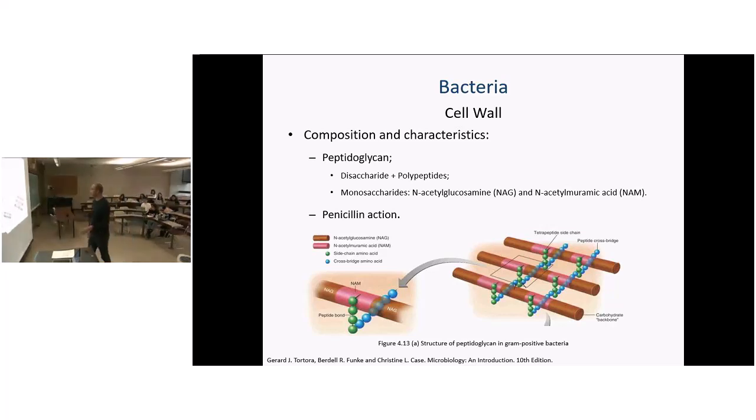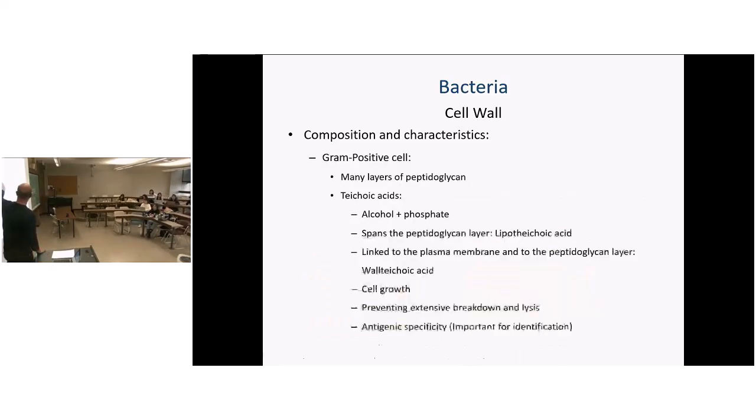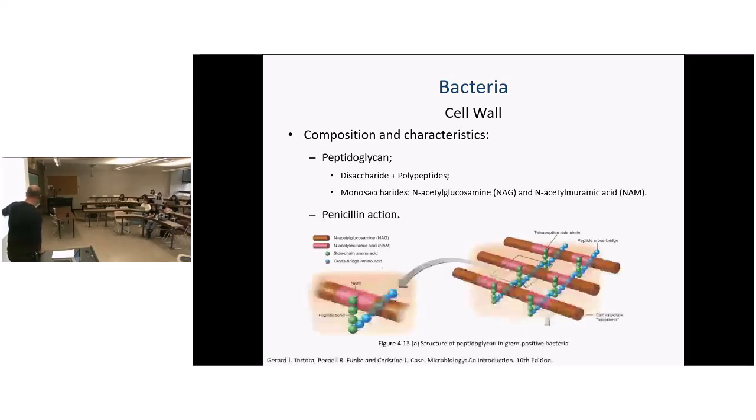Okay. Penicillin will act, and I'm not quite sure if it is on the NAG or the NAM, but at the end of the day, penicillin will end up acting on this bond here. By acting on this bond, it makes the fabric a little looser. And by making it looser, the cell wall is weaker. Okay.